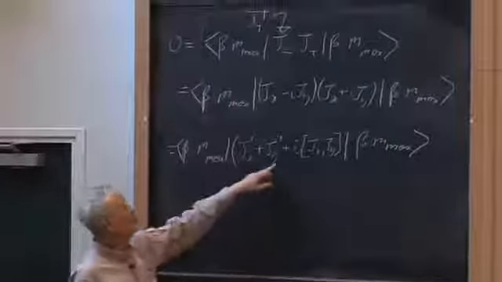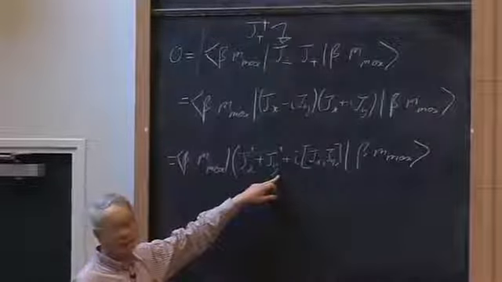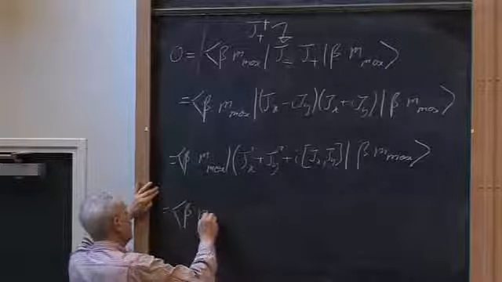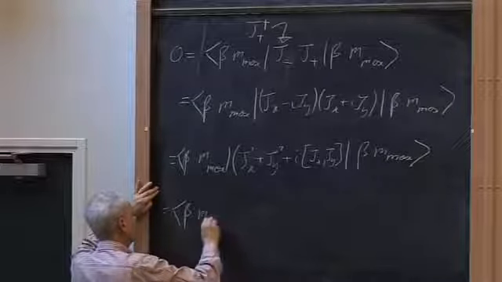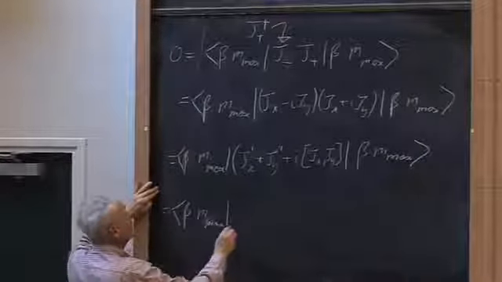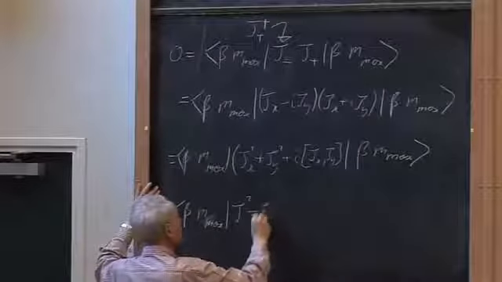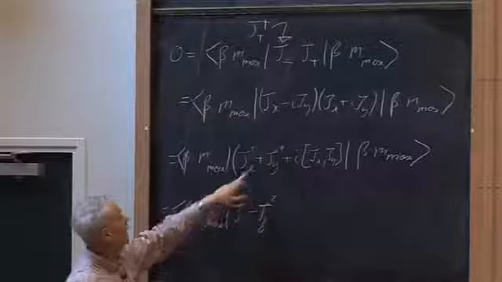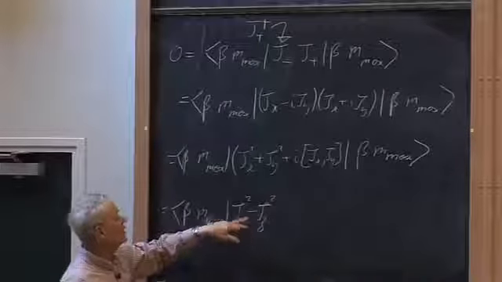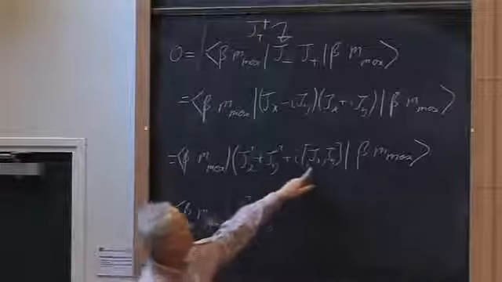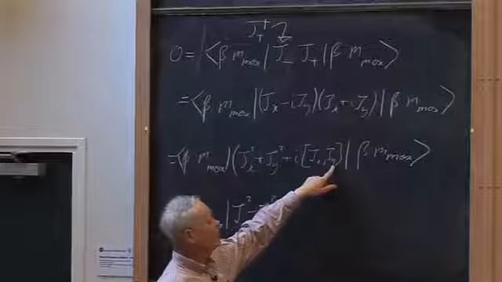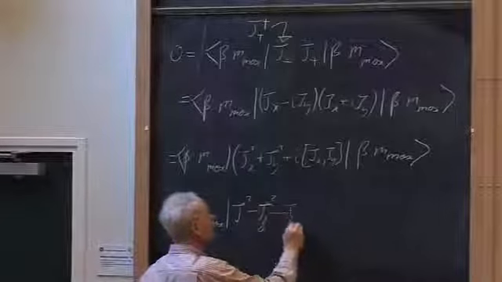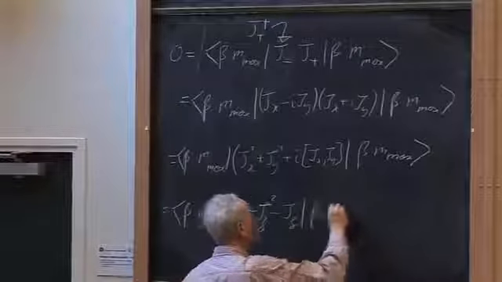Well, when we've got this much of j squared, we might as well have the whole of j squared. So we write this as beta m max, j squared minus jz squared, all right? So we add a jz squared and take it away again. And this commutator, of course, is I jz. So along with that I, we get minus jz, beta m max.